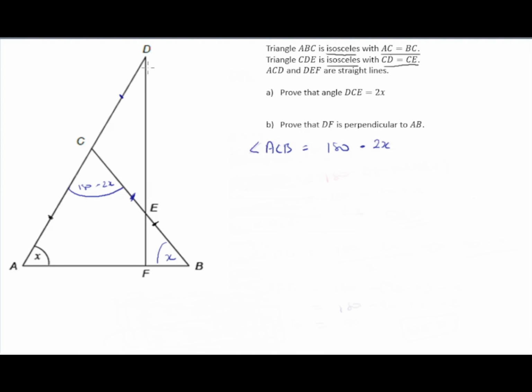Now that we have angle ACB, we can find angle DCE. Realize that it is on a straight line. We know AD is a straight line, and angles on a straight line add up to 180. So to find a missing angle on a straight line, we subtract the known angles from 180. We want to find angle DCE. Angle DCE is equal to 180 minus the known angle, which in this case is 180 minus 2x.